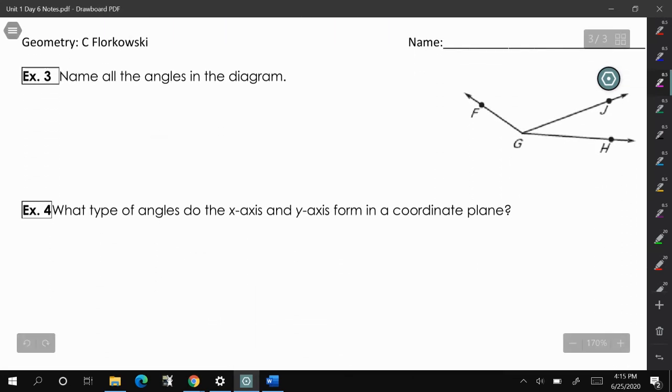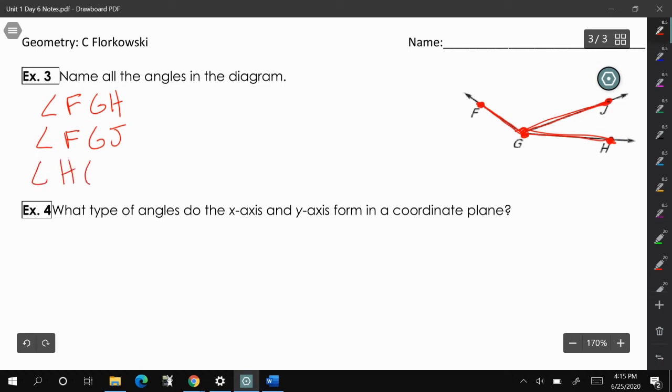We're going to name all the angles in the diagram. So again, I always start with the biggest one here, FGH. So angle FGH. And then I go for the smaller ones, FGJ and HGJ. Now you could have just those three, or you could say, well, what about going in the other direction?